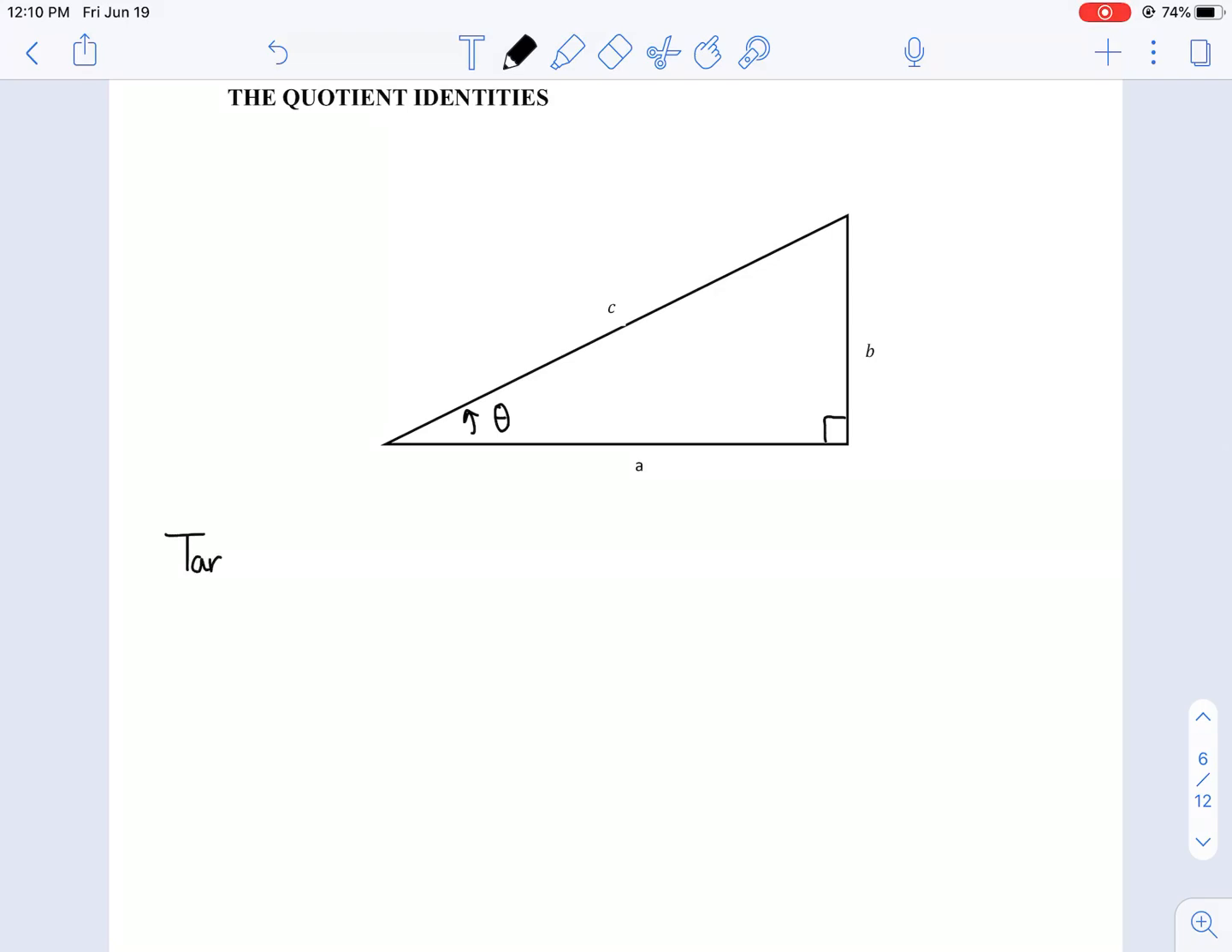So tangent of theta is equal to the opposite side divided by the adjacent side. In this case, the opposite side is b, and the adjacent side is a. What I'm going to do now is rewrite b divided by a into an equivalent complex fraction. So b divided by something, divided by a divided by something.